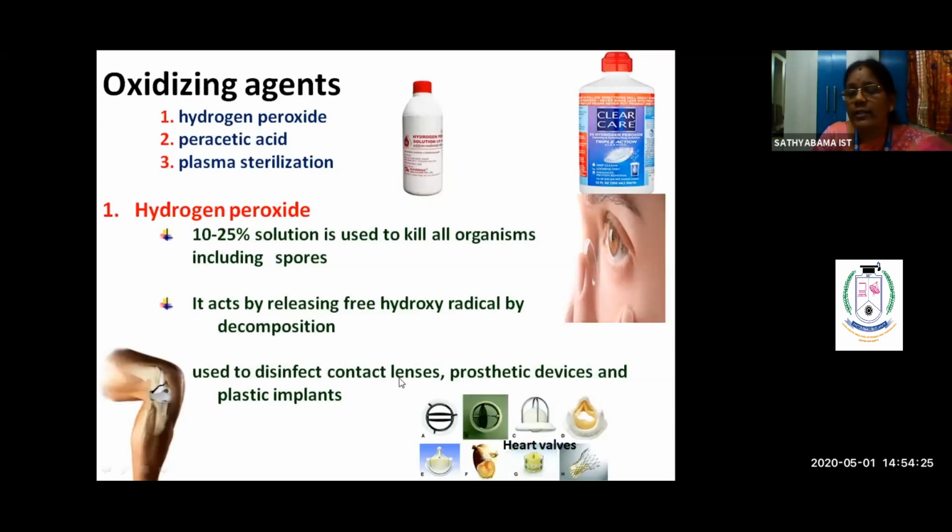Those who wear contact lenses will all know, at night you will remove them, or whenever you are not using them, and you will immerse them in a solution, that is the 10 to 25% hydrogen peroxide solution. All the prosthetic devices, what are prosthetic devices? Like some of the artificial valves being used on heart patients, those devices, and implants. We have various implants used for bone surgery, knee surgery, or joint replacement surgery, etc. Those implants are all disinfected using hydrogen peroxide.